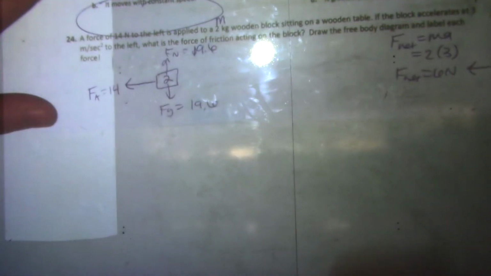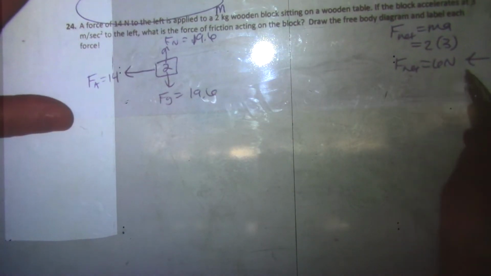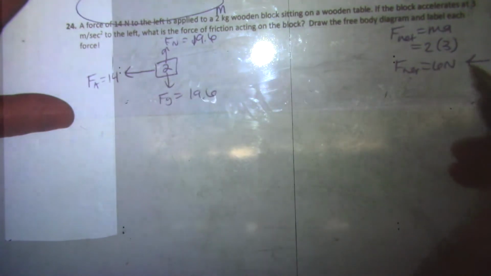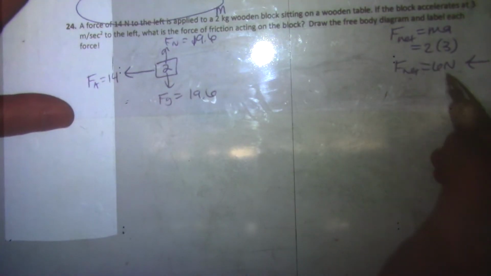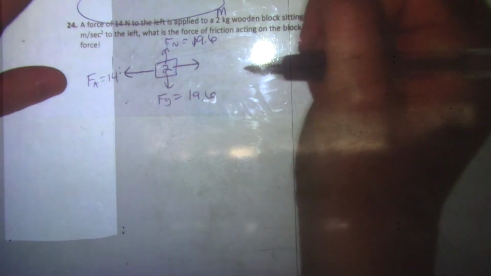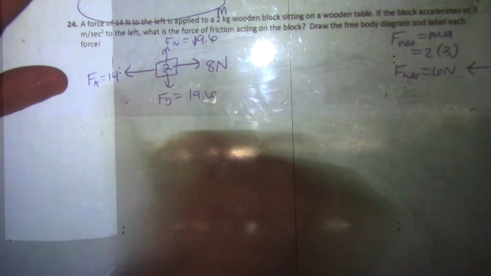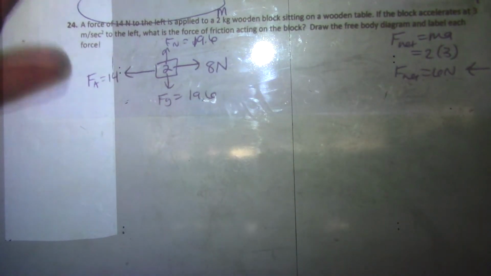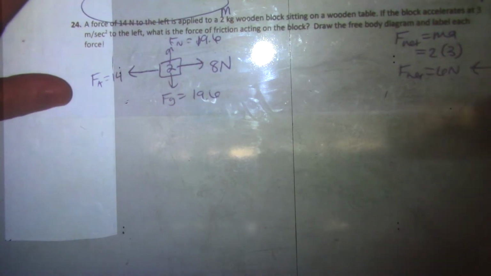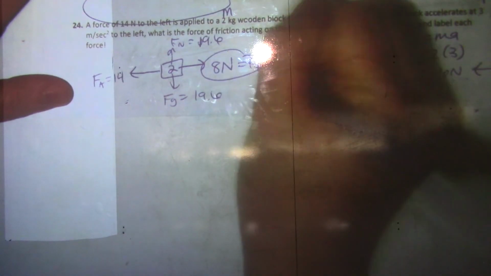So you probably found force of gravity also. I think it's 19.6. Oh, it is there, because the label is every force. Now this is my net force, right? So if I have 14 this way, and my missing friction force, I want to only end up with 6, that means I must have 8 against me. 14 minus 8, yeah, that would leave me with 6 to the left. So then that is my answer. This is my force of friction.